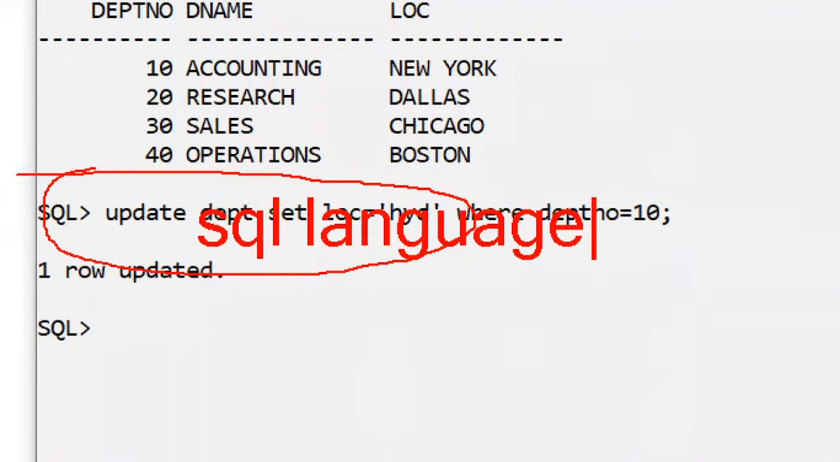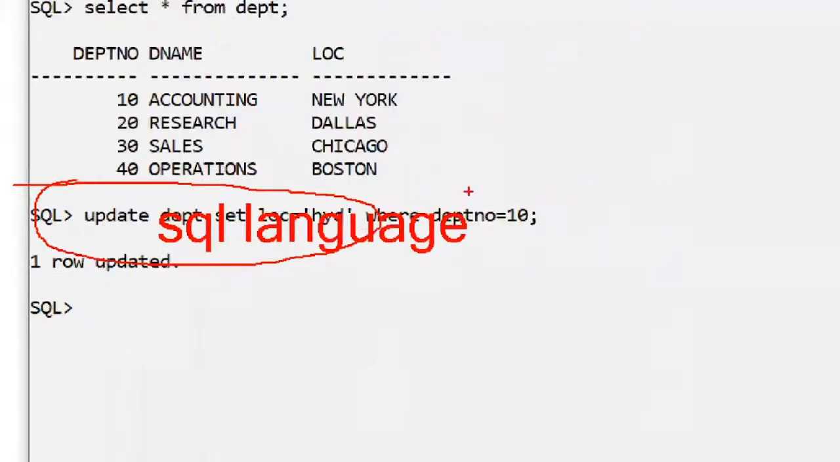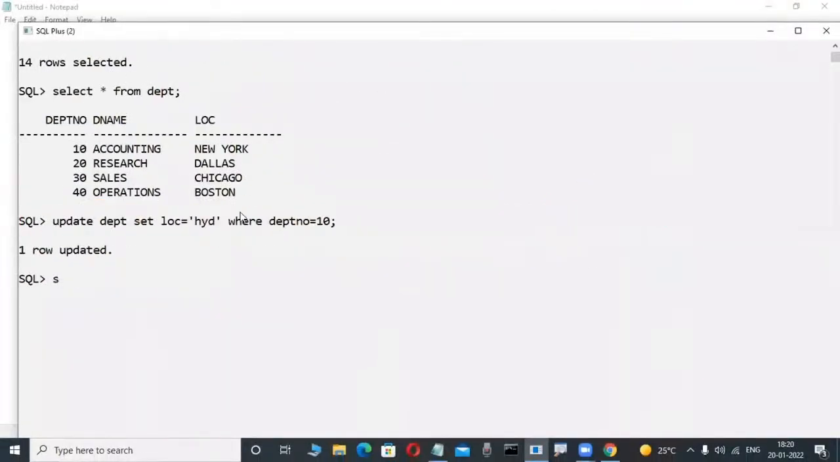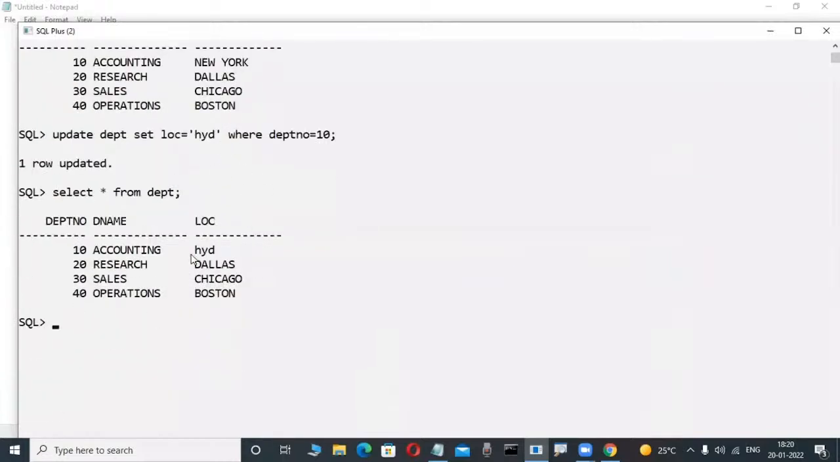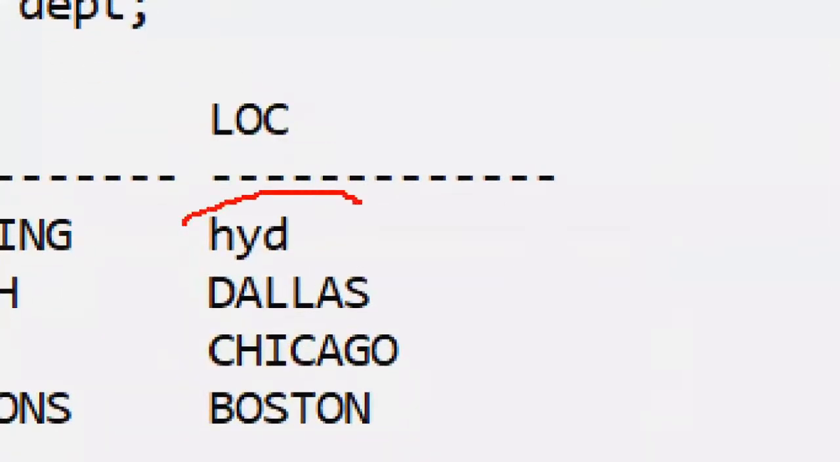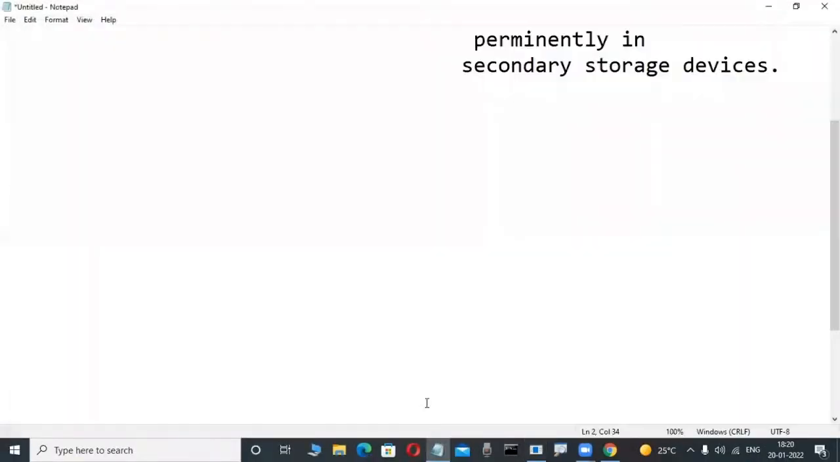Now observe it here. Once we write this type of coding, which is called the SQL language, it is automatically reflected in your database. In the previous case New York was the location, but now Hyderabad is the location, right? Yes. That's why always observe it here.